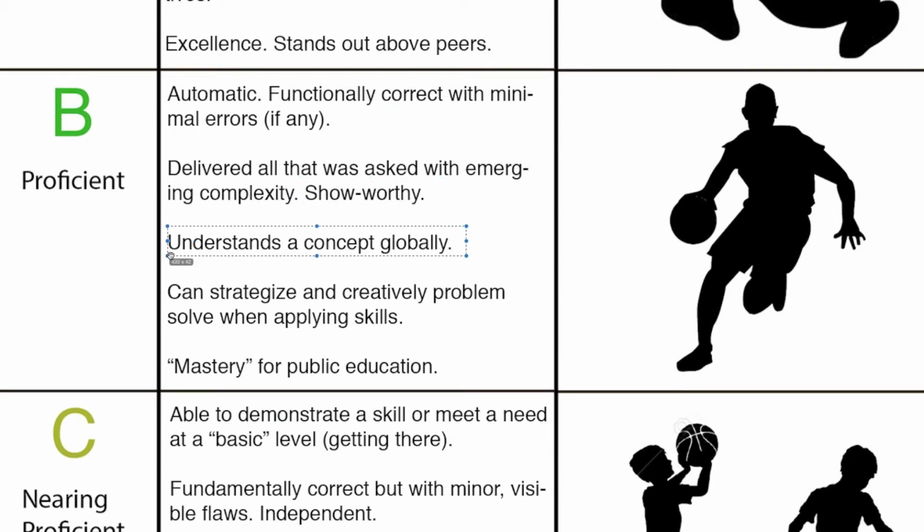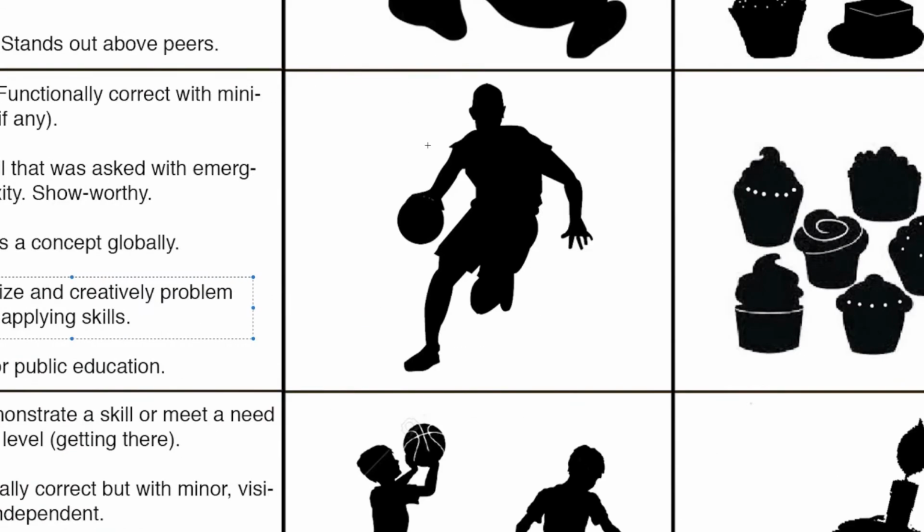A student understands a concept globally. They can strategize and creatively problem solve with the skills. They don't require any questioning from the teacher per se. They might need clarification on where to proceed, but with a little nudge, they would just get going on their own and really try some interesting things. So for a physical demonstration of dribbling, the student does not need to look at the ball as they dribble. It's become intuitive or second nature through their practice.